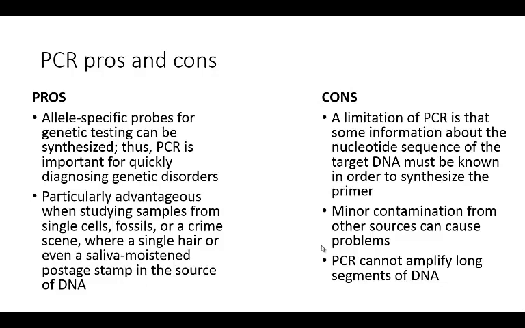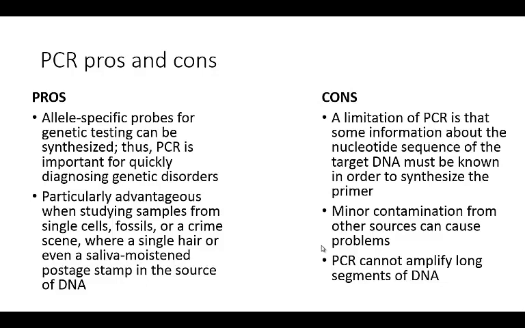It's also very advantageous when you're studying samples that are in very low quantity. Maybe you only have a single cell. Maybe there's a fossil with very little remains. Maybe there's a crime scene where you have found just a single hair or a saliva-moistened postage stamp. Okay, these all can potentially be sources of DNA for this PCR technique. You need very, very little to start with. About maybe 1 microgram at most of this DNA to start with.